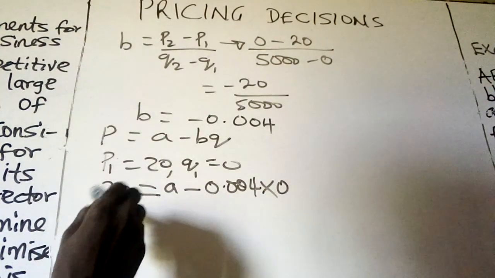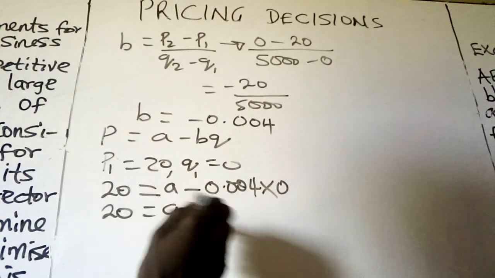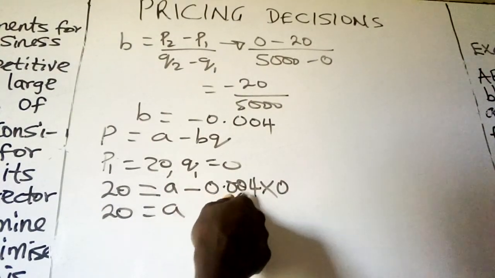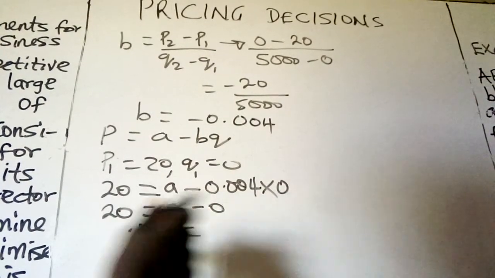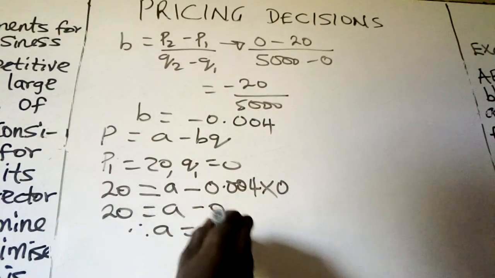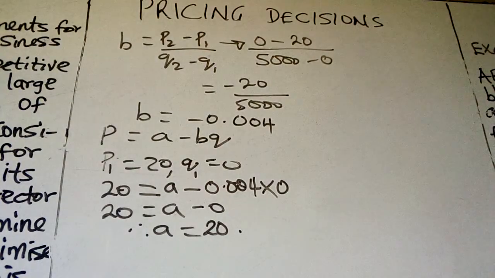So we have 20 equals A minus 0.004 times 0. That will be minus 0. Therefore, A equals 20 plus 0, which will still be 20. You have got the value of A.